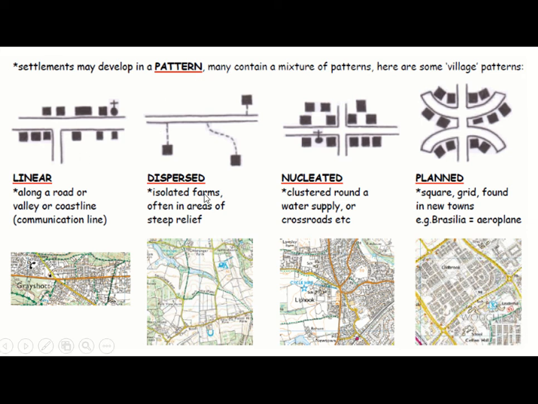Now, you've got 4 types of settlement pattern. Linear means along a line in either a road or a valley or a coastline. Dispersed means spread out, isolated, like steep areas or farmland areas. Nucleated, and Norwich is a nucleated settlement, means built kind of around a central point, in Norwich's case the Norman Castle. And planned, so you might find that there's clearly little patches of squares and grids and stuff like that. So linear, dispersed, nucleated, planned.